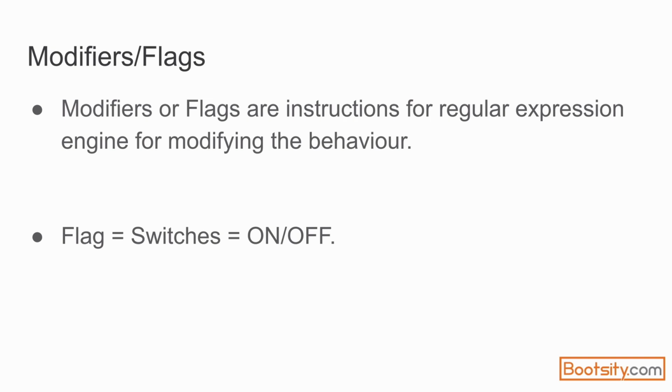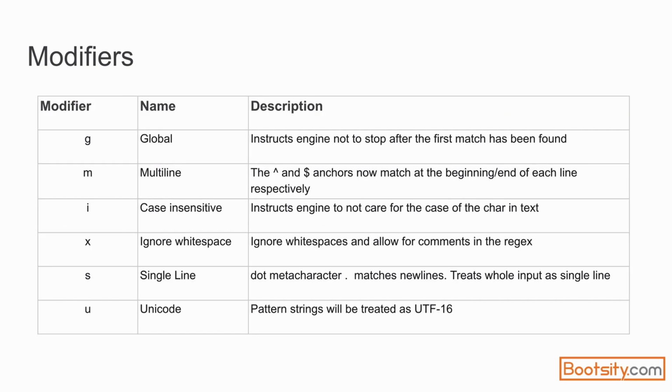These modifiers are synonymous with flags or switches, which can be turned on or turned off according to the requirement of the current search. Let's see briefly some of the most used modifiers, or flags, before we have some live examples on the website regex101. First in the list is global. It is indicated by a small letter g. It instructs the regular expression engine not to stop after the first match has been found.